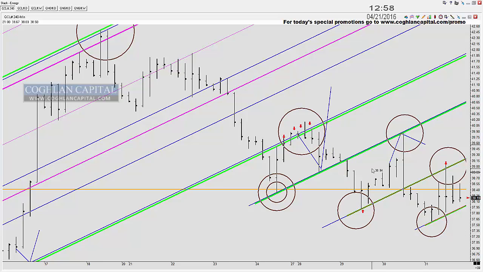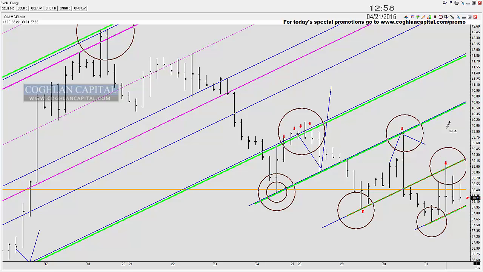Where would you look for resistance? And more to the point, where did we get resistance? So we have support here. Would you look for it to work? Well, absolutely I would. Did it work? No. Did it become resistance? Yes.